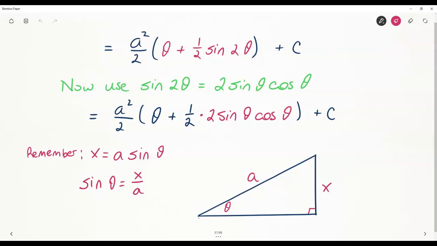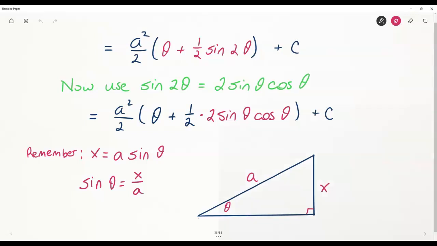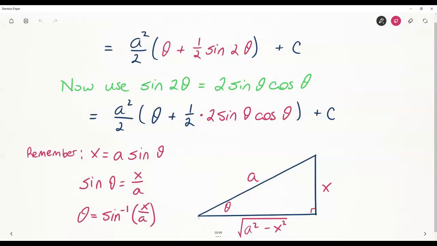And look what that missing leg is. It's going to look familiar. Where have you seen this before? That's what we were taking the integral of. It was in the original problem. That's not by accident. So theta is equal to the inverse sine of x over a.